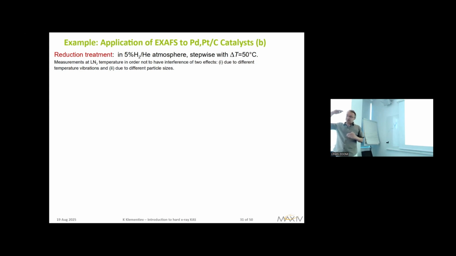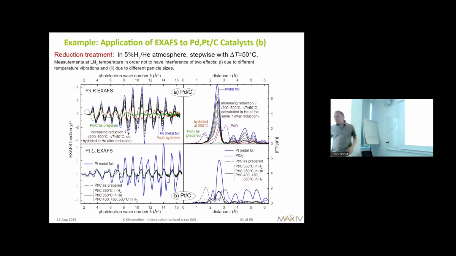When the steady state is reached, then you remove hydrogen, put helium, and cool it down to liquid nitrogen, measure spectra, and so on, step by step. These are the resulting spectra. The top part is for palladium, the bottom part is for platinum. The left column is in EXAFS space, and the right part is the Fourier transformed space of this left spectra.